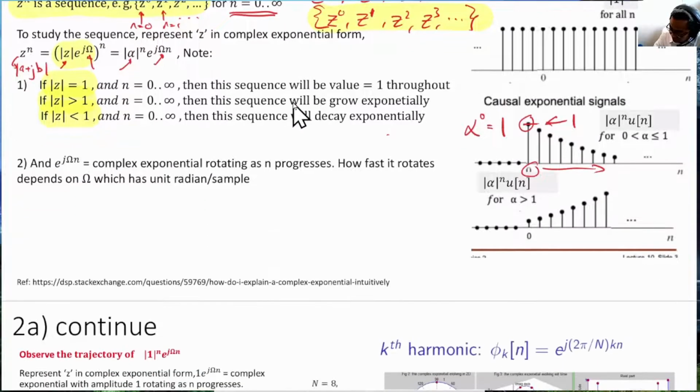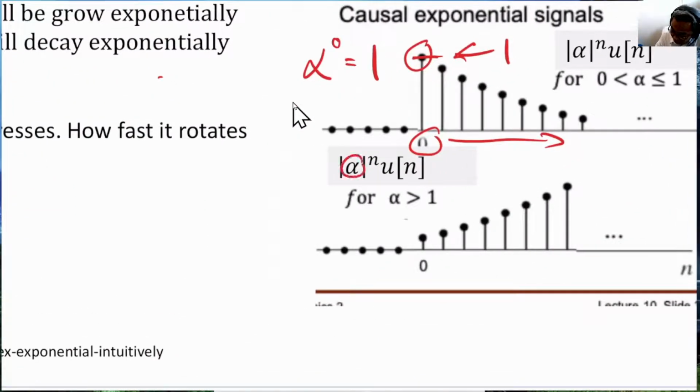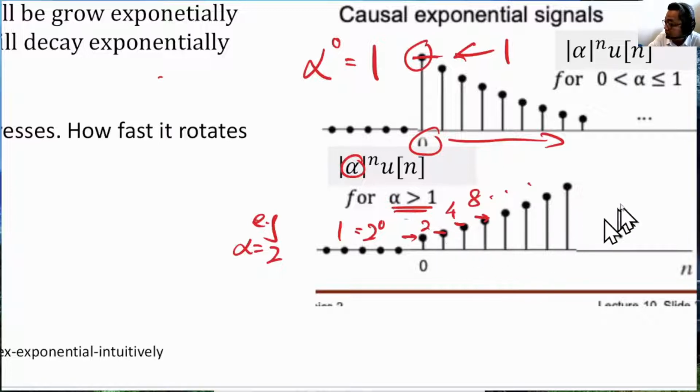Now, in the last example, my alpha is greater than 1. So if alpha is greater than 1, you will realize that the first value is still 1. For example, let's take an example, alpha equals 2. So 2 to the power of 0 is equal to 1. This guy 2 to the power of 1 is 2. This guy 2 to the power of 2 is 4. This guy 2 to the power of 3 is 8, and so on. So it grows exponentially when alpha is greater than 1. And for this example, I use alpha equals 2.